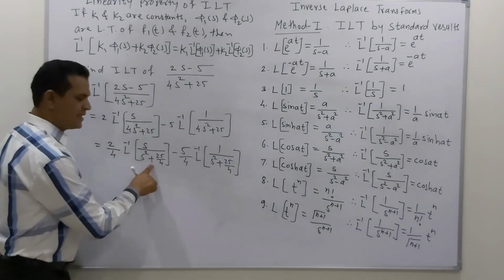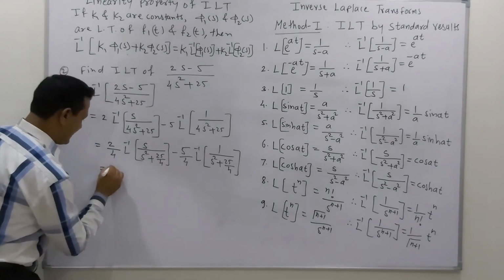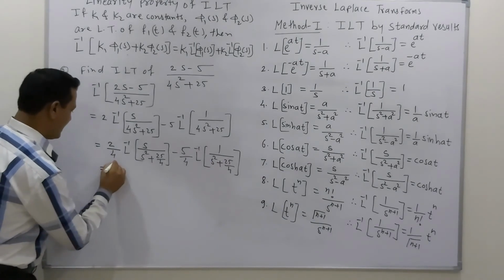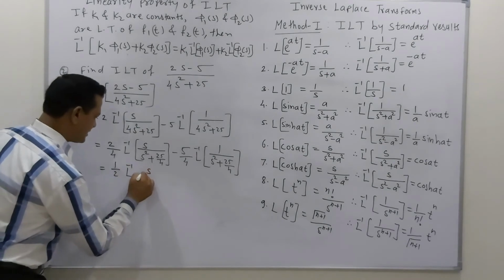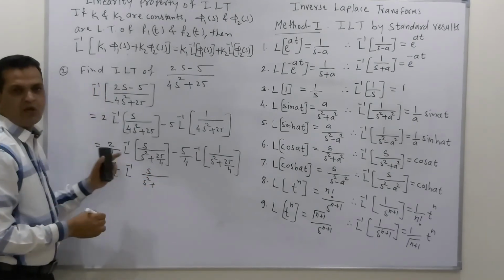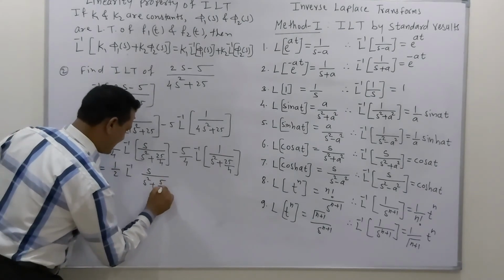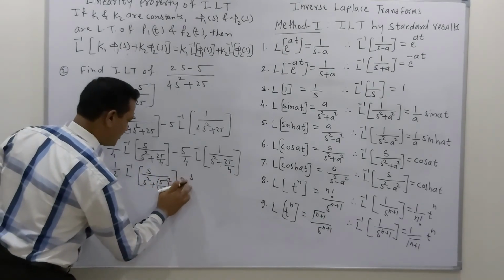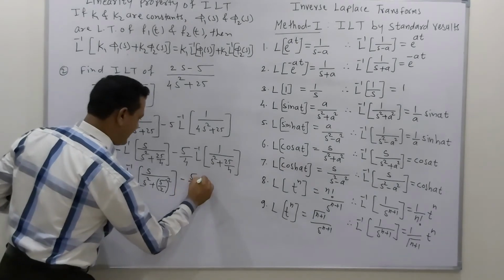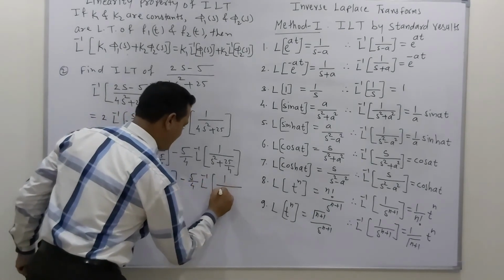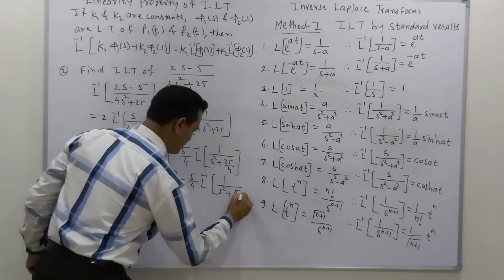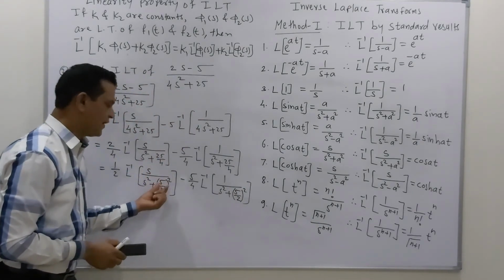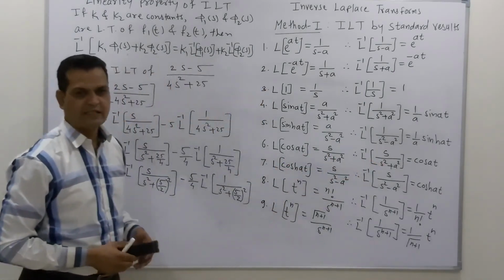Now here we have s² plus, and we require the value of a². For your better understanding, I will write 2 upon 4, that means 1 upon 2. So we can directly write this as 1 upon 2 into inverse Laplace transformation of s upon (s² plus, how to write this 25 upon 4? We can write this as (5/2)². Again, the middle sign is minus, so we can write this as minus 5 by 4 into inverse Laplace transformation of 1 upon (s² + (5/2)²). Because after writing 25 upon 4 as (5/2)², we get the standard form of the standard result.